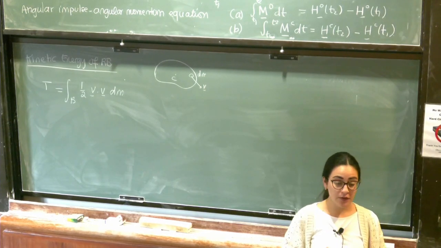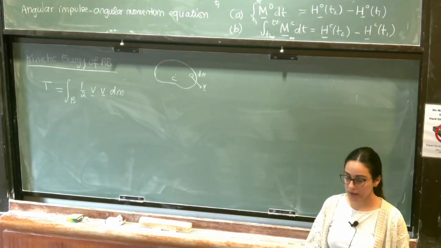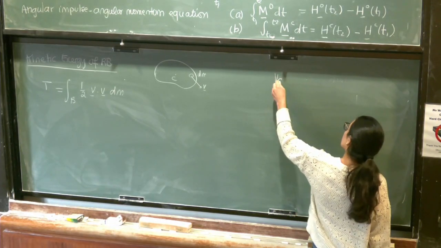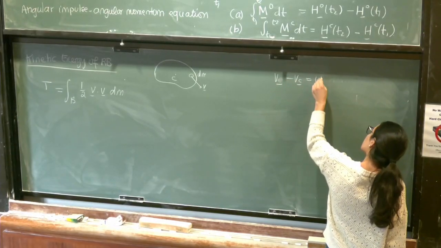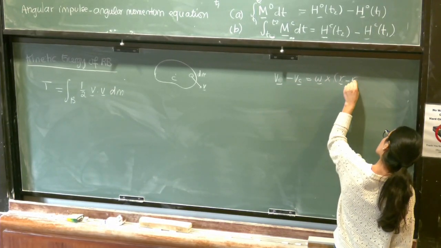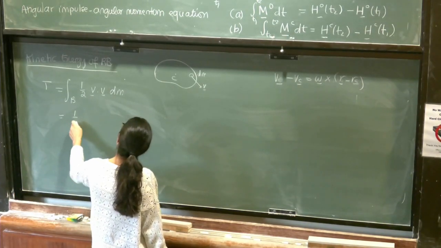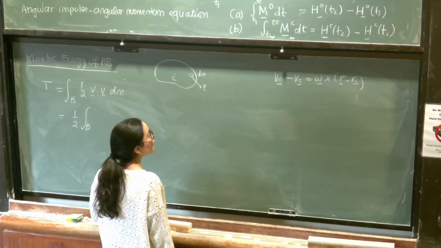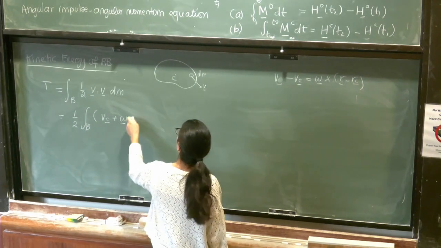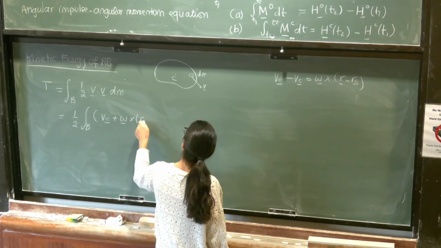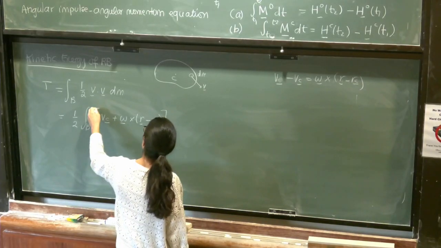So I'm going to relate the velocity of dm and the velocity of the center of mass, because they are two material points on the same rigid body. So V is Vc plus omega cross (R minus Rc), and I will replace this in the kinetic energy, half of V dot V, twice.